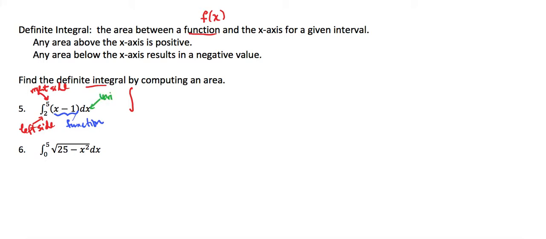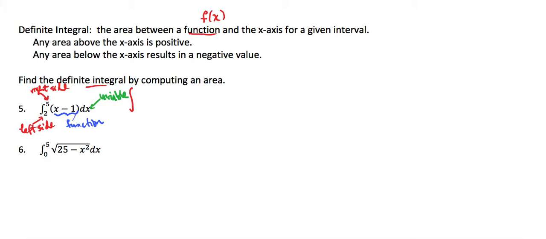Oftentimes, you may see multiple letters here. You may see like ax squared plus bx plus c, for example. That's a bunch of letters. But we need to figure out which one of those is the variable of the function and which one of those are placeholders for constants.